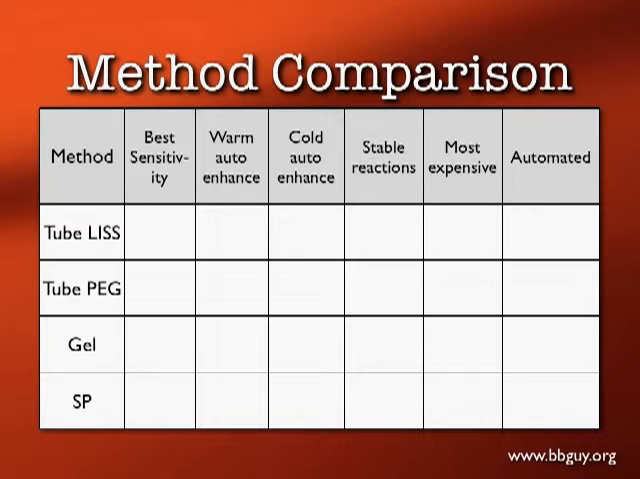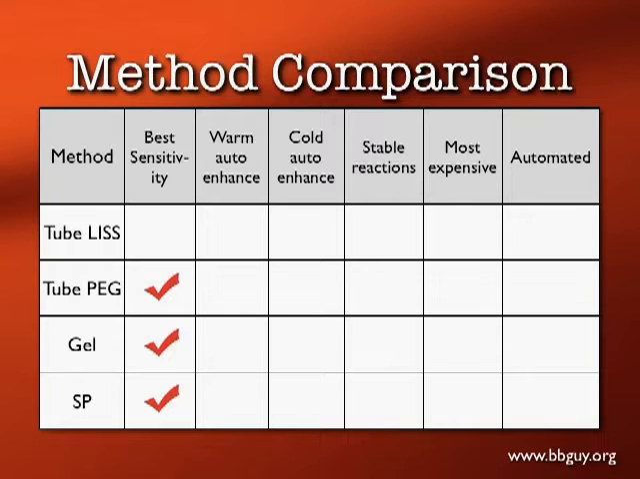Okay, so comparing the methods, the most common methods that are used in the United States include tube testing with LIS as a potentiator, tube testing with PEG as a potentiator, gel system, and solid phase system. So in terms of best sensitivity, as I said before, PEG and gel and solid phase are about the same. They're a little bit better than LIS.